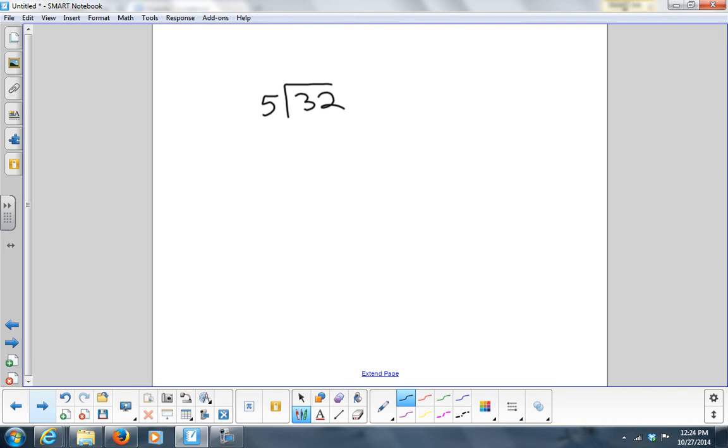My dividend is 32. Okay. So, how many ounces will each person get? So 5 can go into 32 almost how many times? It can't go in evenly, but it can go in pretty close. Carolina. 6 times. So I'm going to write my 6 up here. And what's my next step?